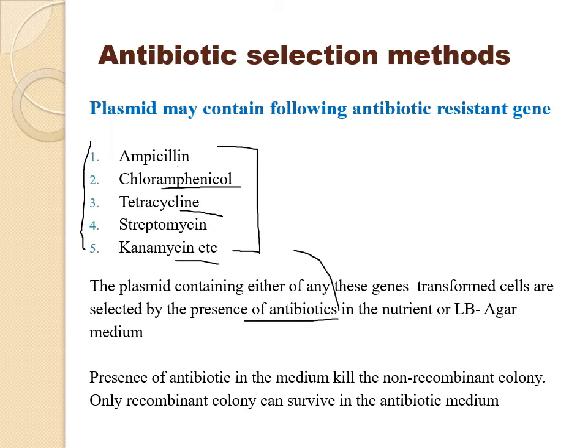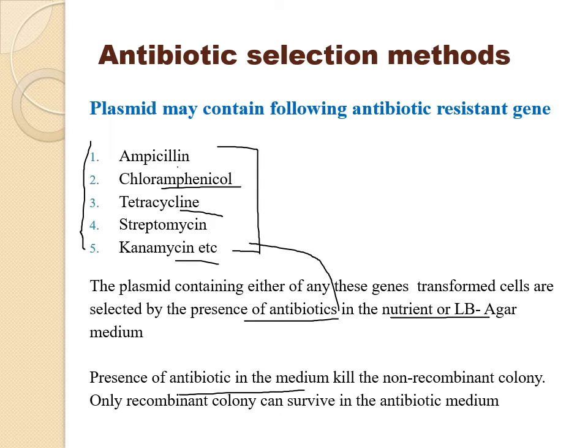The antibiotics are these, in the nutrient or LB agar medium. LB agar can act as a nutrient; it is a sort of mixture that we make in a petri dish. Along with that, we pour in the necessary components with the presence of antibiotics, so that it can distinguish the two. So let's talk about the presence of antibiotics in the medium, which kills the non-recombinant colony.